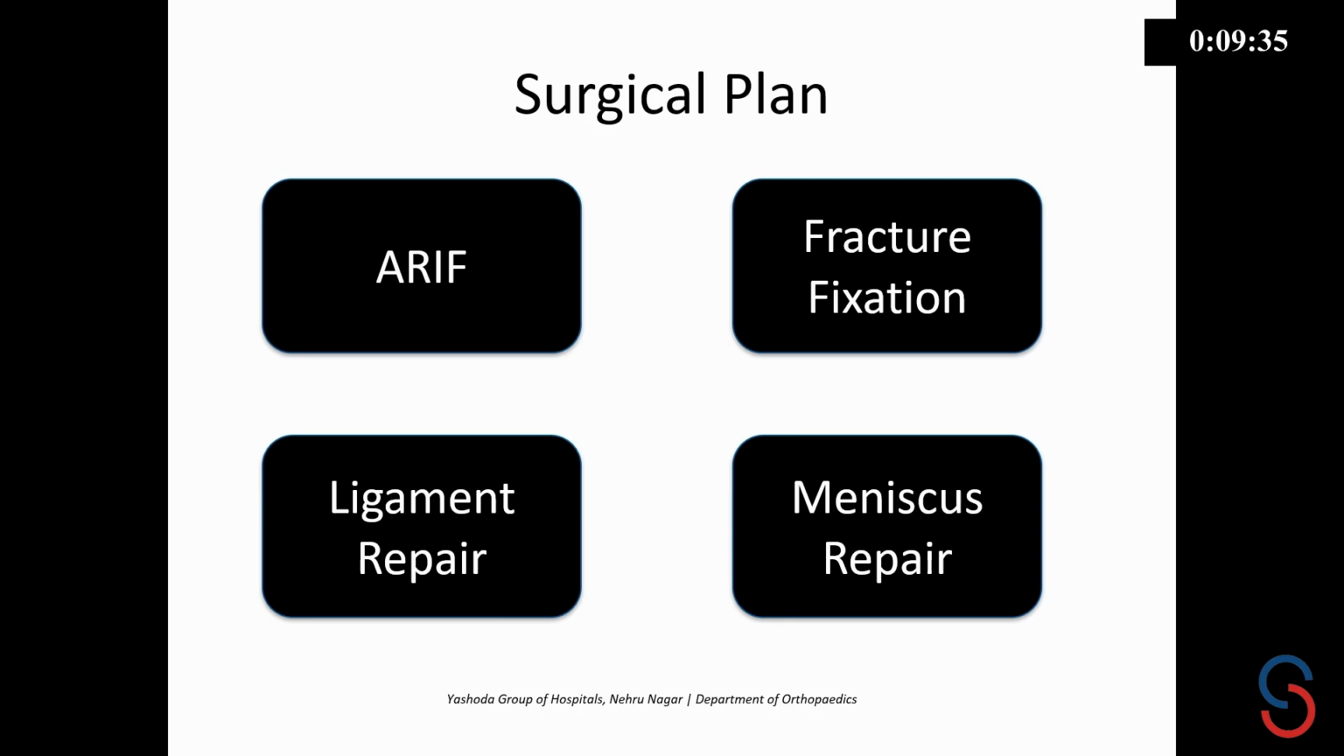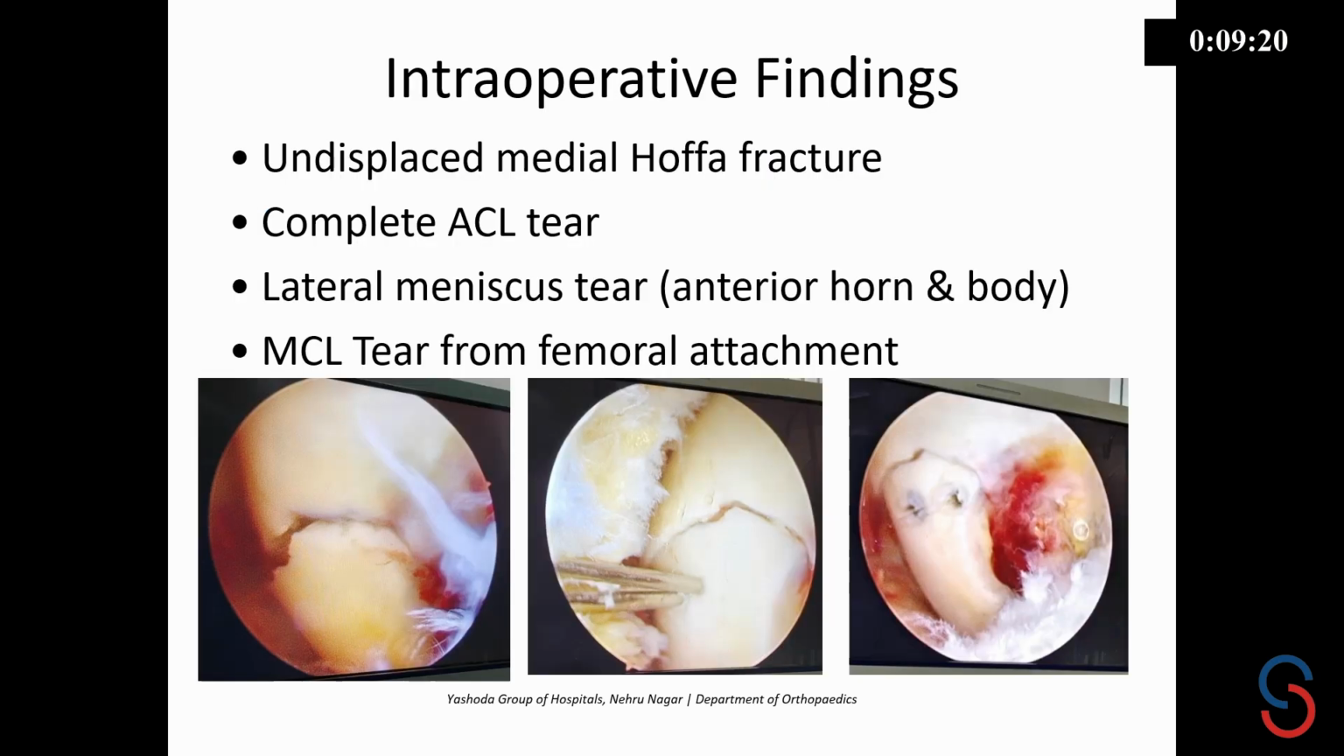Okay. So when we went to the OT, we had everything in place. We had all the implants available for open fixation, and we also had everything for arthroscopy. So we were thinking what to do. We started with arthroscopy, and these are the intraoperative findings. We could see an undisplaced medial Hoffa fracture. We could see the complete ACL tear, and the lateral meniscus, the anterior horn and body.